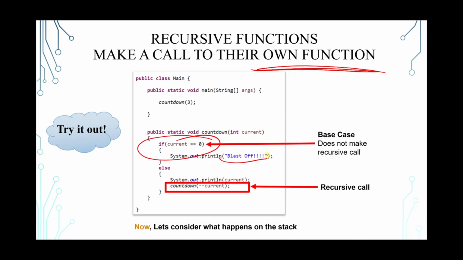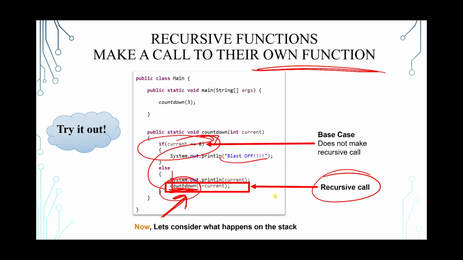Otherwise, if it's not 0, then I call the function again with the decremented value. So usually I call the function again with a new value. And when you call the function inside itself, because you can see this is exactly the same name, countdown, this is called the recursive call.